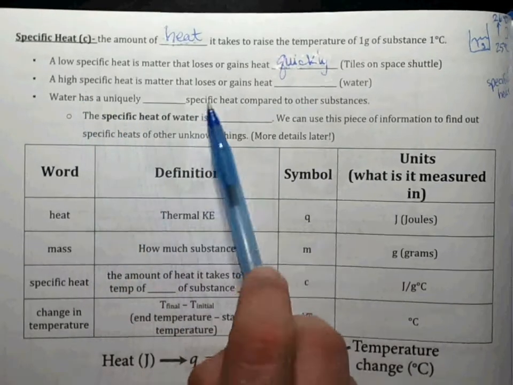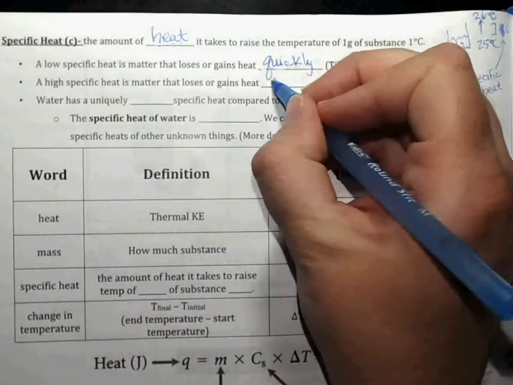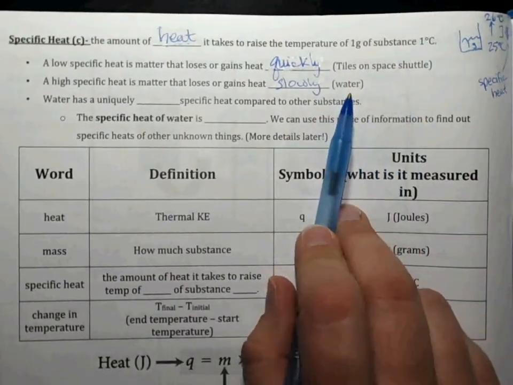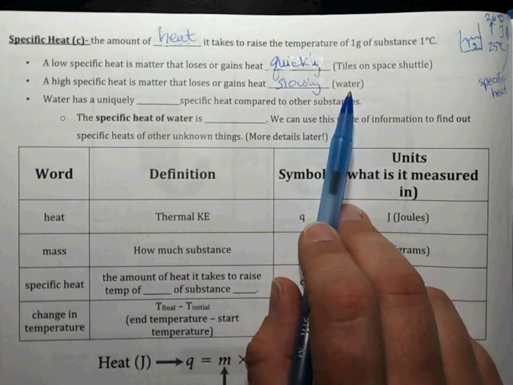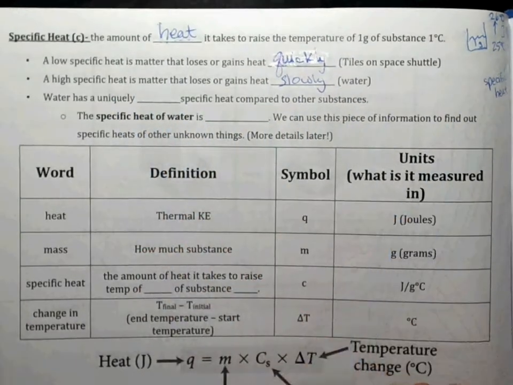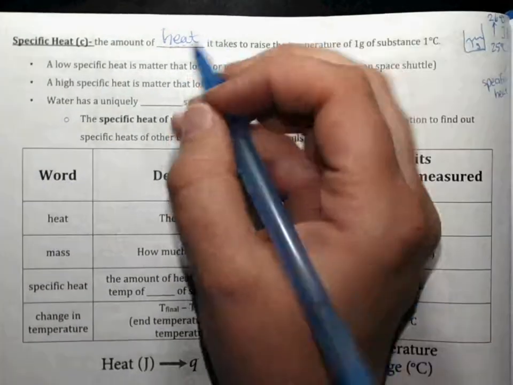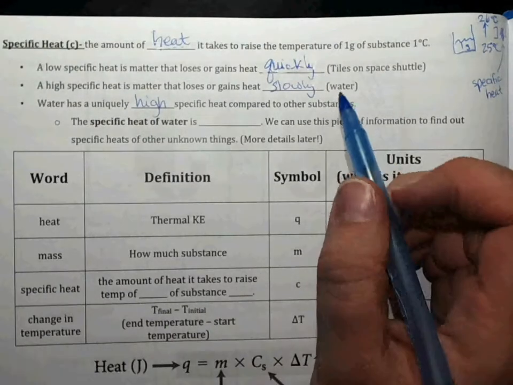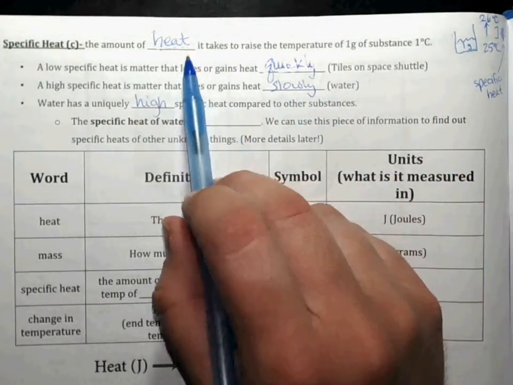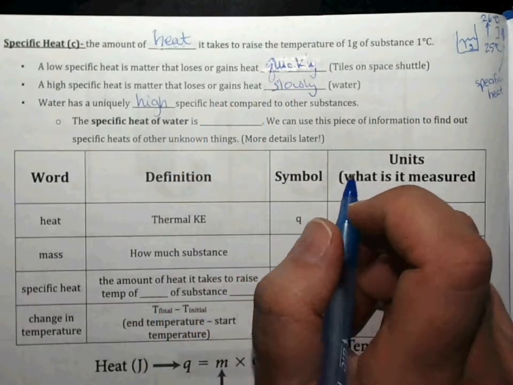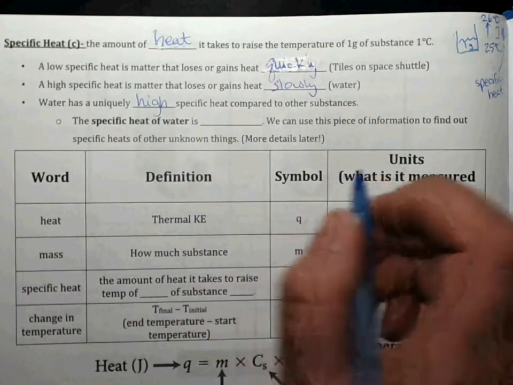A high specific heat is matter that loses or gains heat slowly. This is like water. If you've ever taken room temperature water and tried to boil it on the stove, it takes forever, and that's because water has a really high specific heat. In fact, water has a uniquely high specific heat compared to other substances. This means that it takes a lot more energy to make water be 1 degree Celsius hotter than it takes to heat other substances 1 degree Celsius hotter.